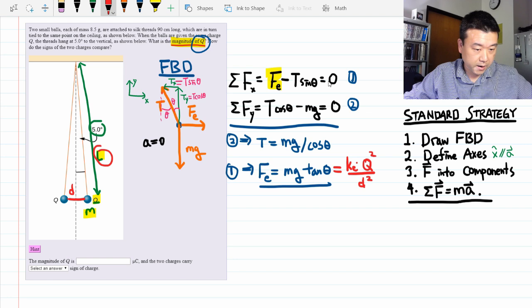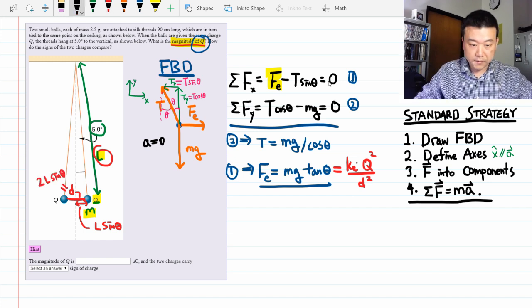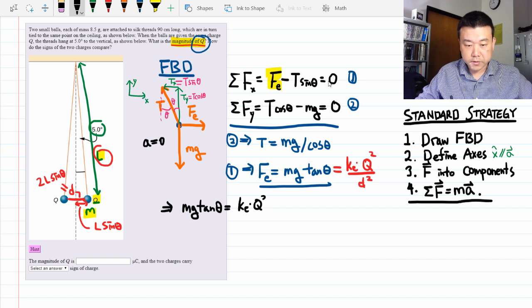So we can figure out the length of this leg here. We have a right triangle. So this leg is L sine theta. So the overall distance between the two charges should be 2L sine theta. All right, plug in all that information. This is the equation we get: mg tangent theta is equal to Coulomb's constant times q squared divided by 4L squared sine squared theta.